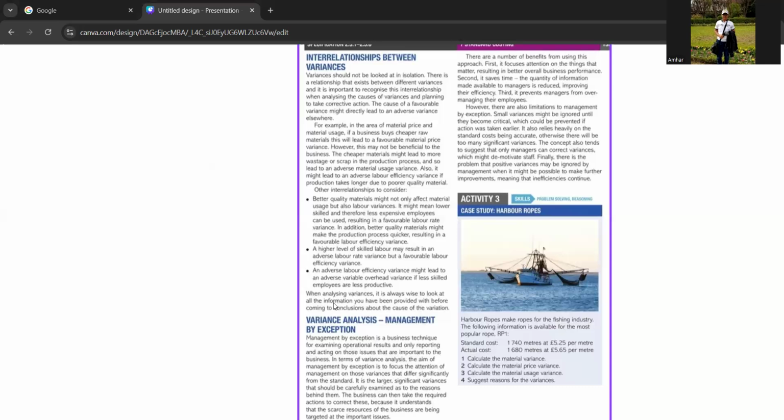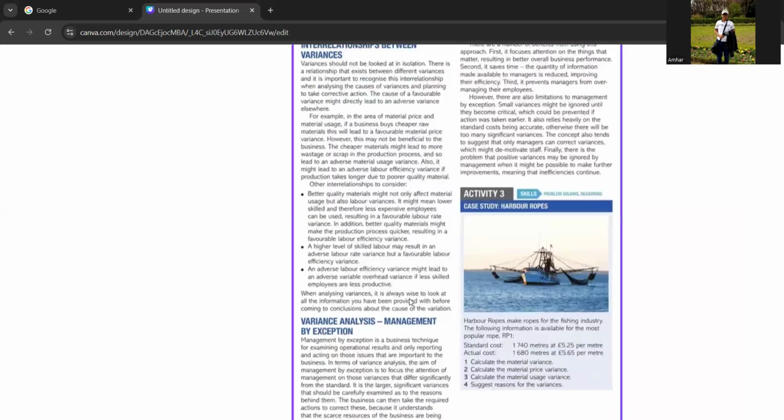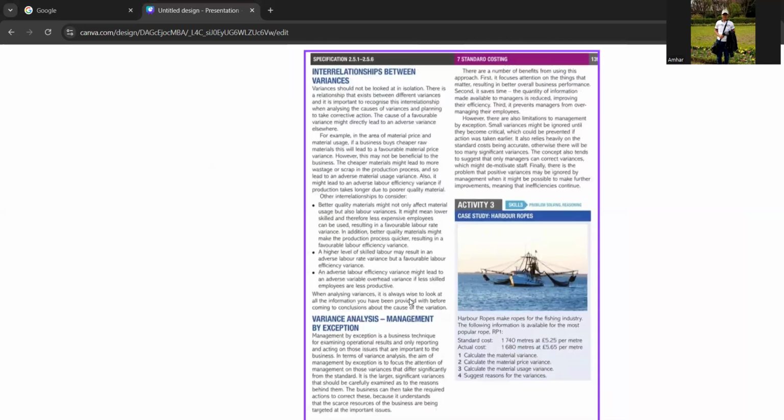Yeah, I understood that. Okay, when analyzing variances, it is always wise to look at all the information you have been provided with before coming to conclusions. So before giving a conclusion, you have to look at all the information and then give a conclusion. When you're analyzing the variances, you have to identify the reasons for the variances. After that only you can give a conclusion. Do you understand all this now?